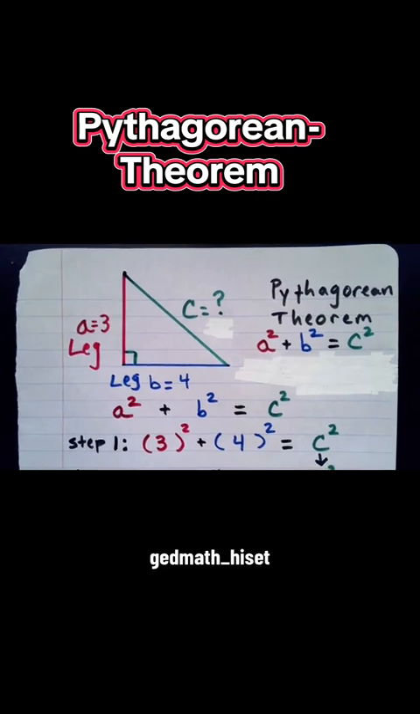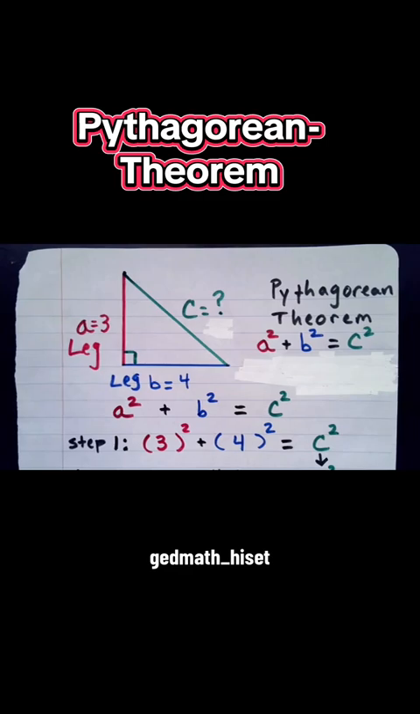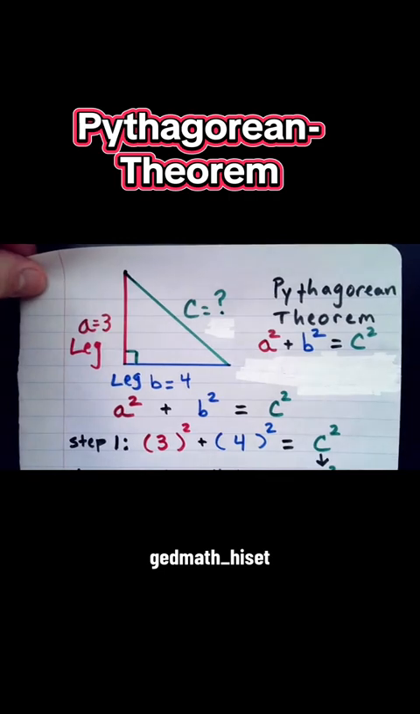So step 1 would be to use the formula a squared plus b squared equals c squared. I suggest you write this down so you can clearly see all of your steps. And if you made a mistake, you can find out where, fix the mistake, learn from it, and not make that mistake again.